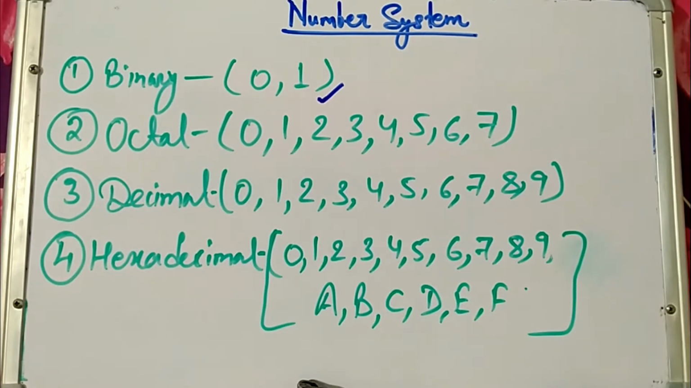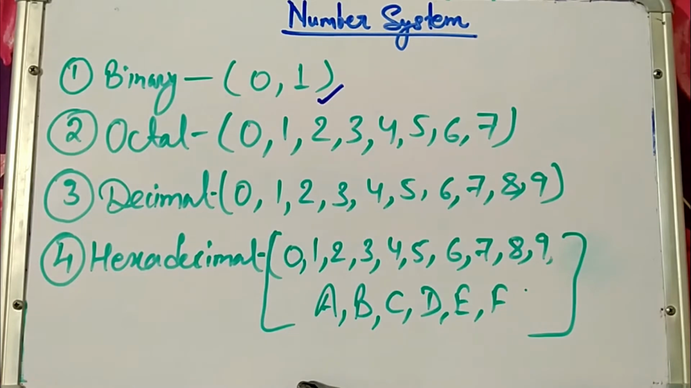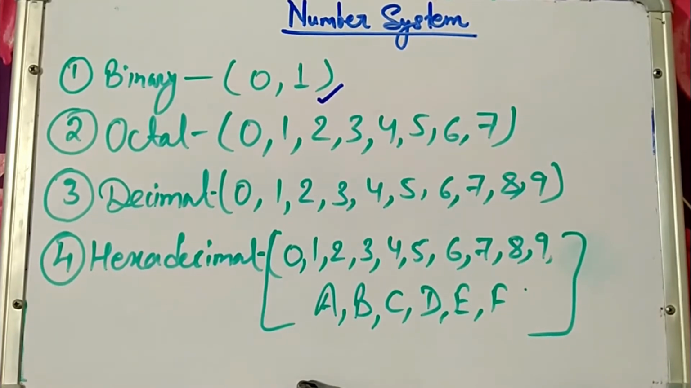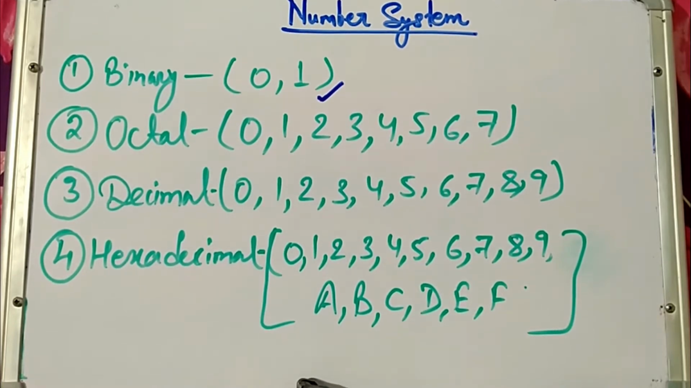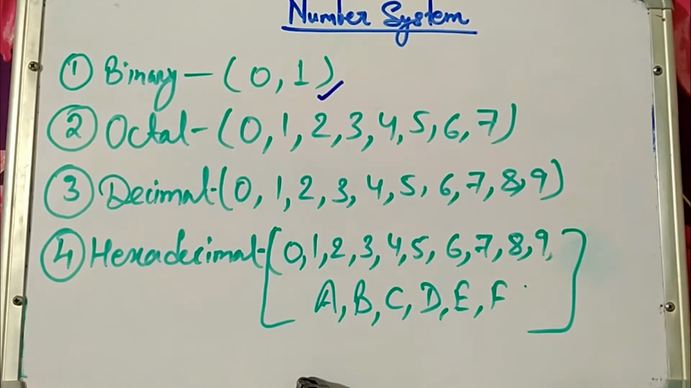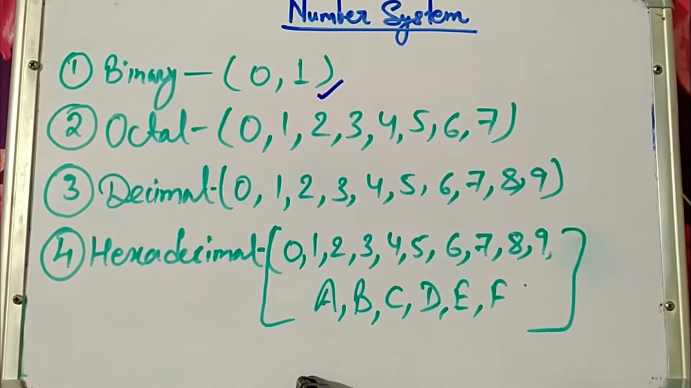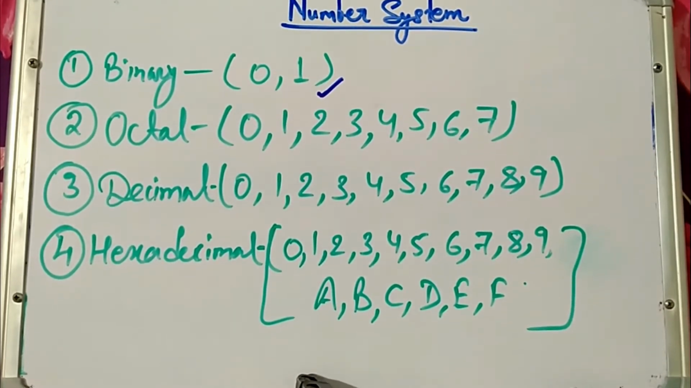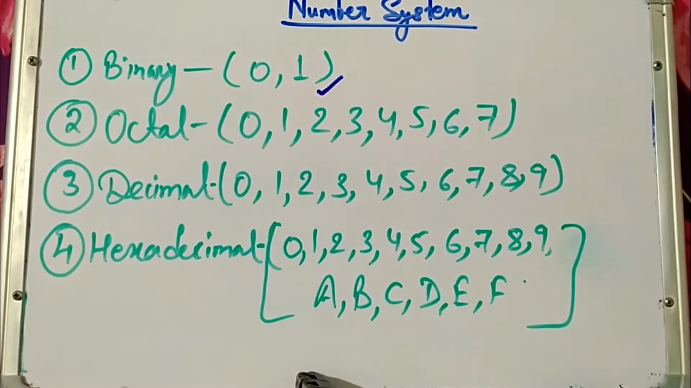If you want to know how the computer interacts with human beings, please watch the operating system and kernel video in my playlist. I already made a video on that, so please visit it. The binary number system contains only two numbers, 0 and 1, that you have to remember. After that we have the octal number system.